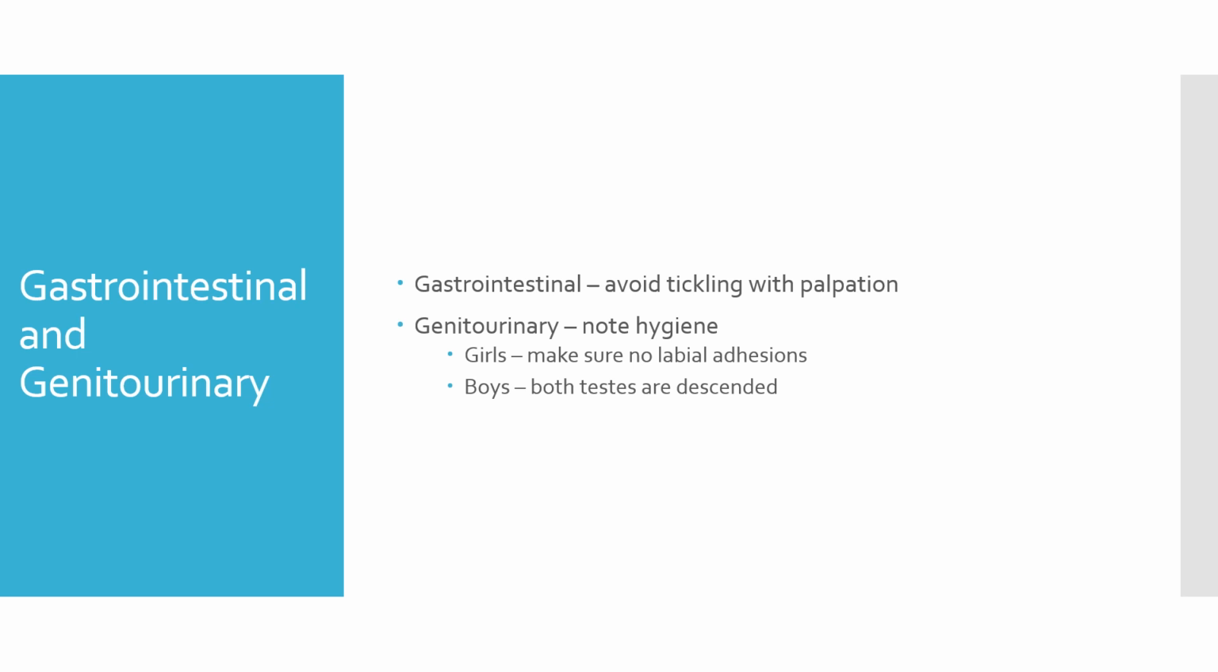Gastrointestinal and genitourinary. When we're observing and touching the belly, making sure that we're avoiding any tickling when we palpate. For our urinary system, making sure that we're noting any hygiene. For girls, do they have any labial adhesions? For boys, if it's an uncircumcised boy, making sure they don't have any adhesions as well, but also making sure that both of those testes have descended.